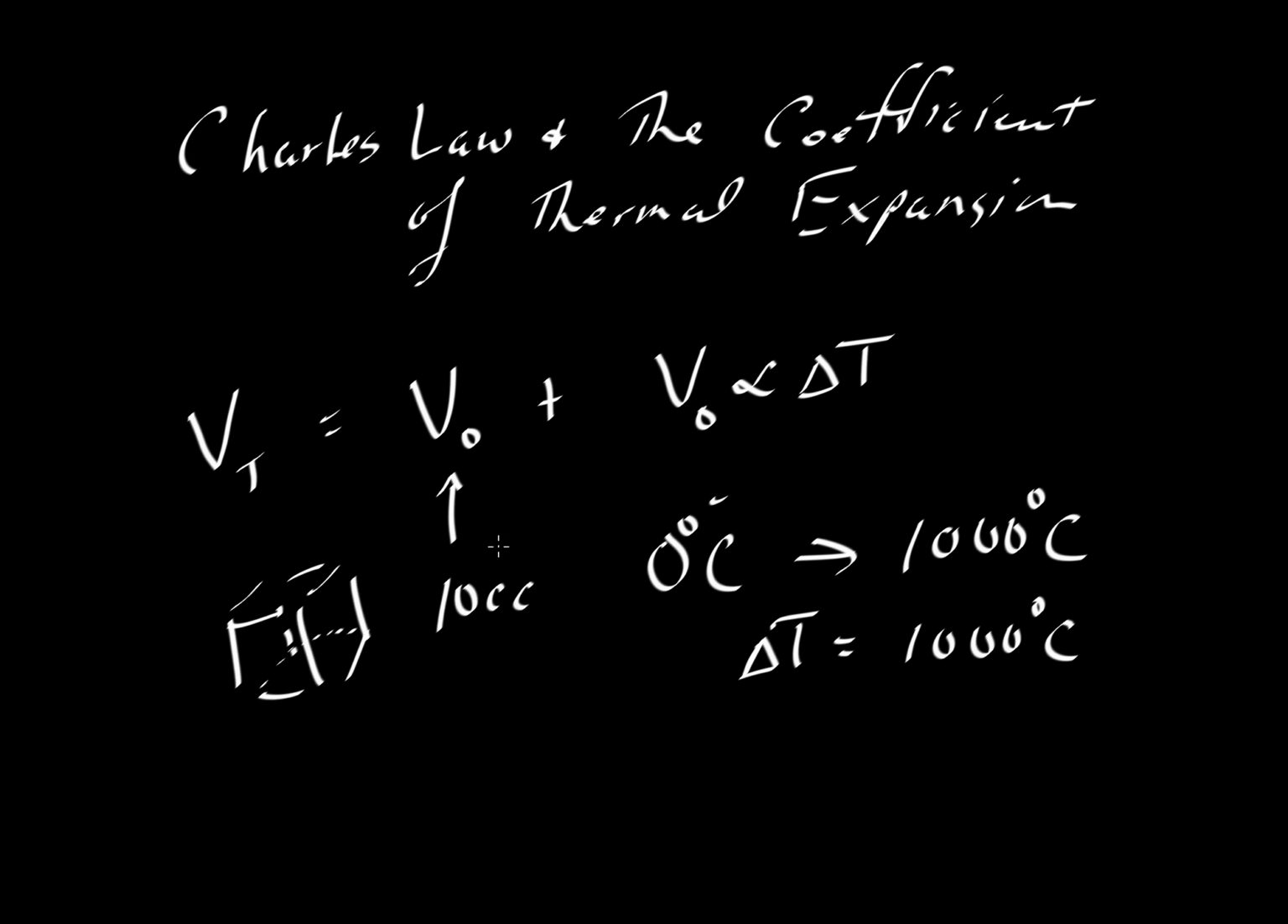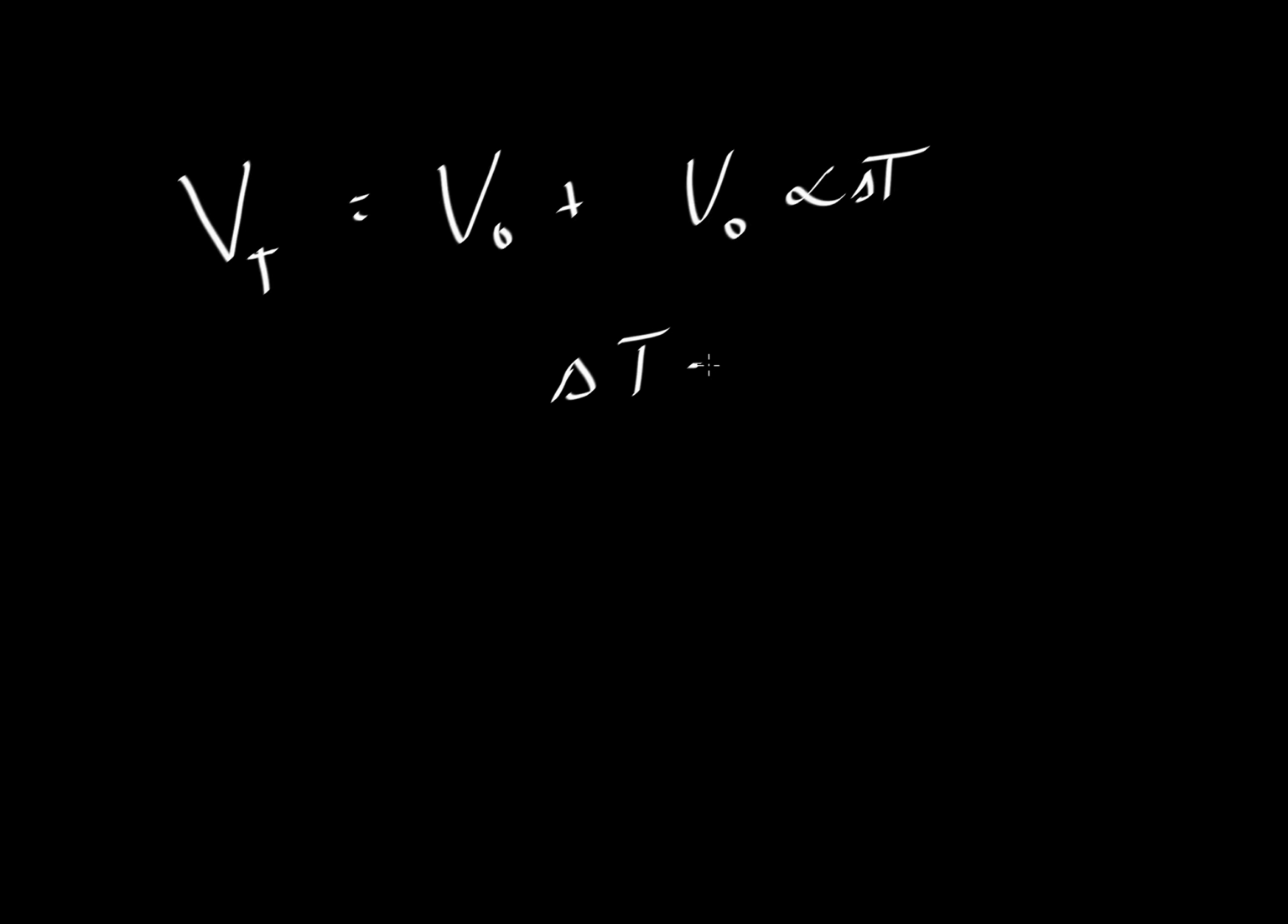Well, we'll do a similar kind of calculation, except we're going to change the delta T. We're going to do some cooling. So we will erase the chalkboard here and just rewrite the equation. So the volume at some temperature will be V naught plus V naught alpha delta T. But the delta T here is going to be a temperature that is below 0.